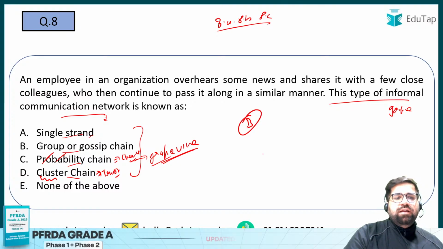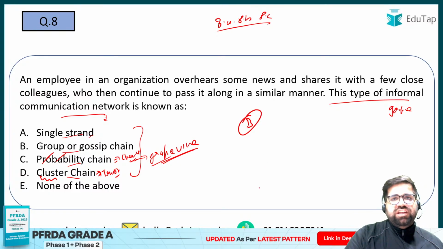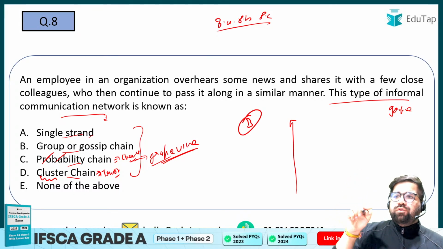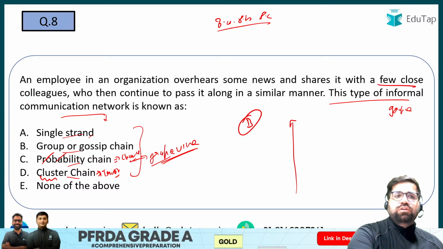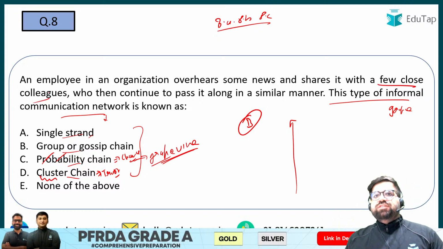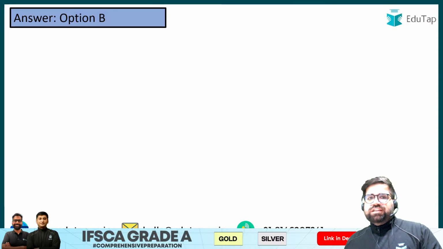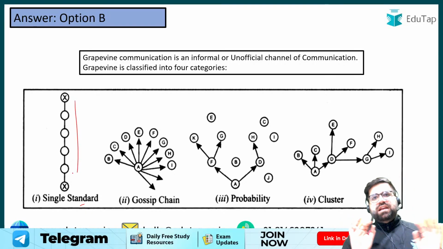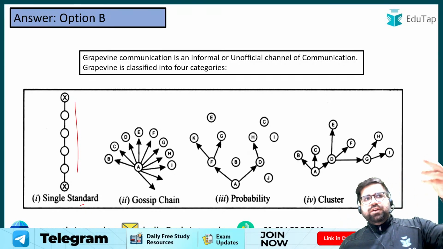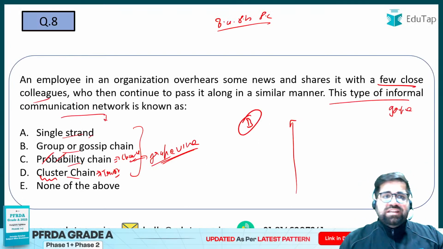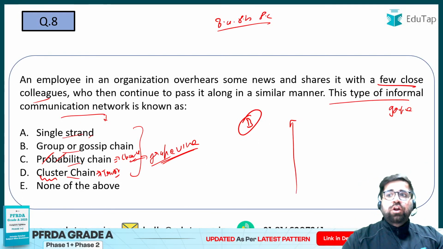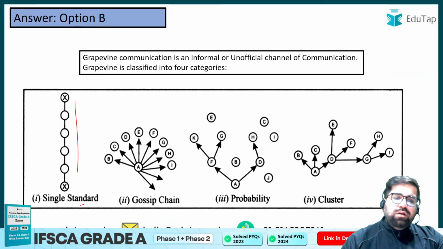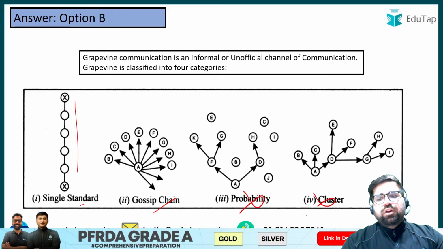Because in single strand, my friend, you try to share the rumor in a single manner. Okay, but the question says that you are sharing it with a few close colleagues, so you are sharing the information within your group only. Like if you see this particular image also, in single strand you have a kind of chain only, one telling another, another telling another. But the question says that you are telling the information to a few close colleagues, not just one colleague. So therefore the correct answer will be gossip over here, not probability and not cluster also.